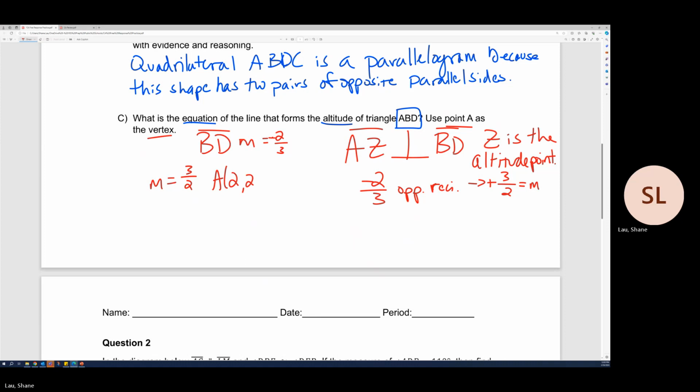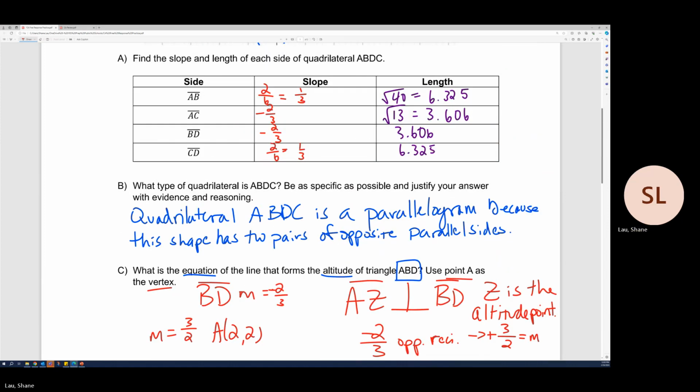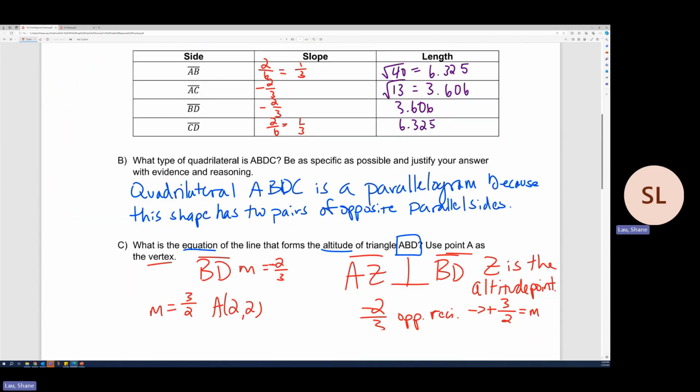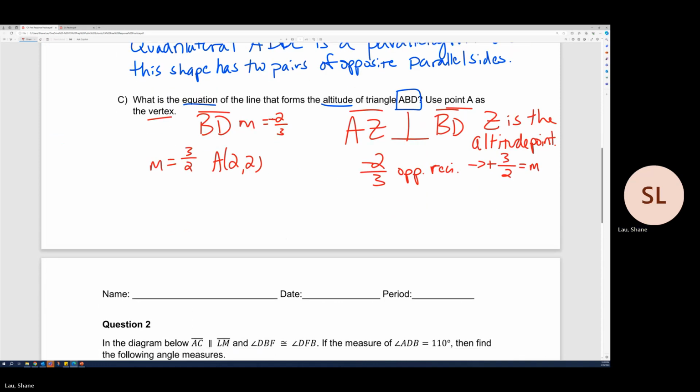All right, let's just confirm. Right? Yes, it is. Okay, it's good to label things. Since we know a slope, we know a point, we can put this into point slope form, which if you don't remember, point slope form is y minus y1 equals m times x minus x1. And I'm just going to plug in all my information with the variables that I have. Y minus 2 equals 3/2 times x minus 2.